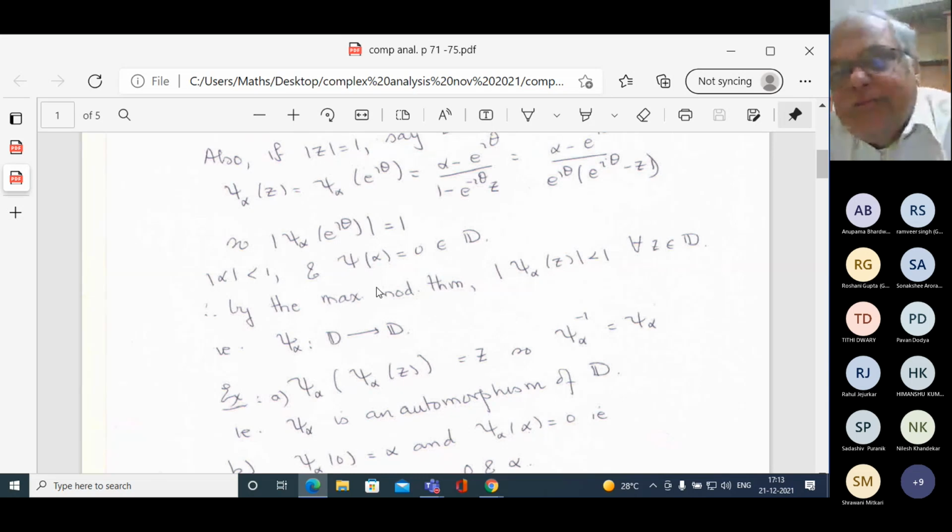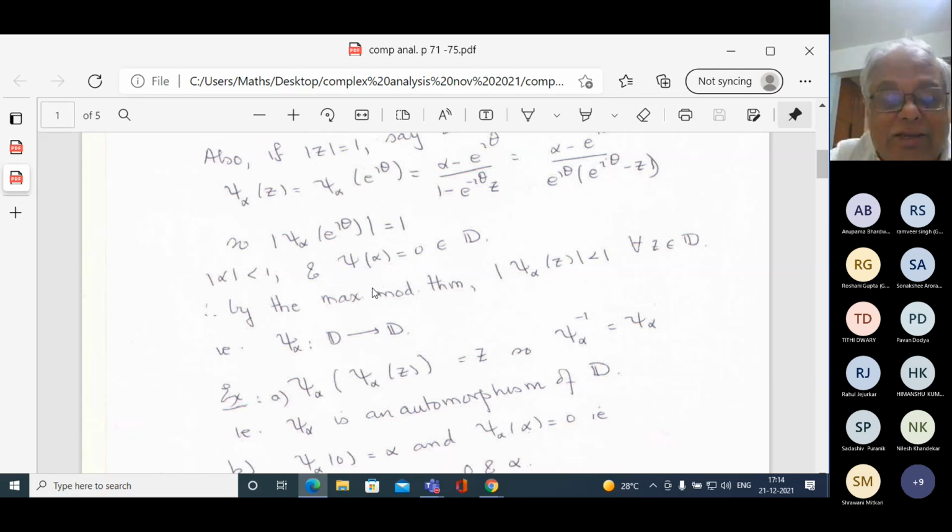Okay, so sorry about that. As usual, some interruption. So anyway, this z should be an alpha there, and therefore you get this as absolute value 1, and psi of alpha is equal to 0, which is in D. You have to say this because you're not sure what gets mapped to what, and I want to say that D gets mapped to D. It's not that D gets mapped to something outside D when I want to use the maximum modulus theorem, and therefore you get psi alpha of z is less than 1 for all z in D. Therefore psi alpha maps D to D.